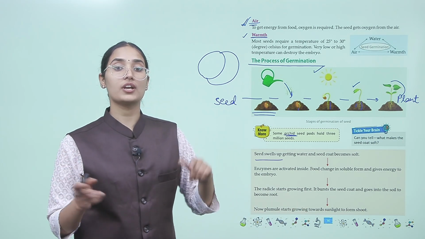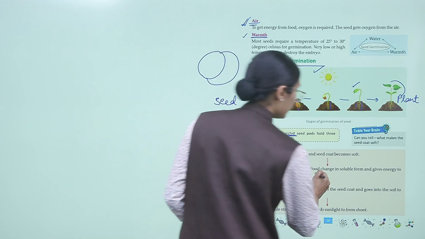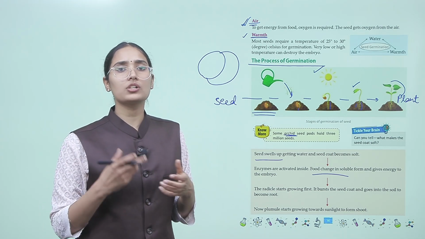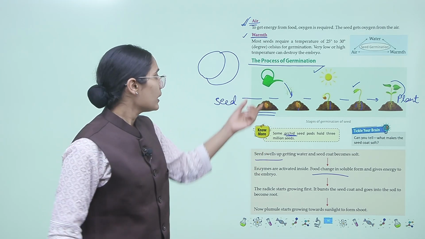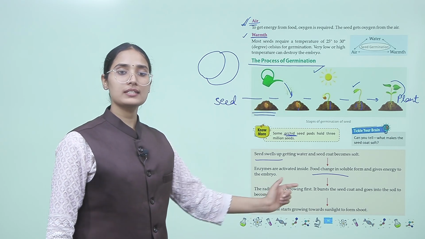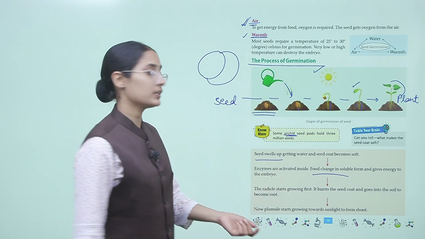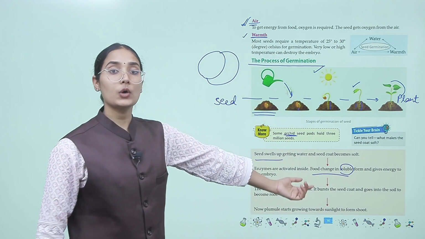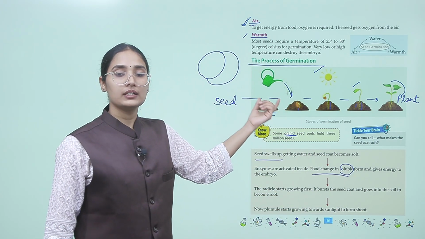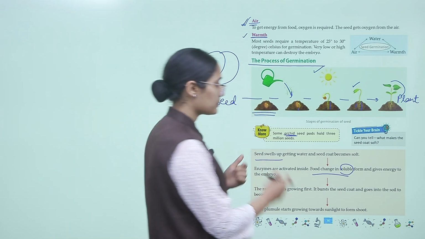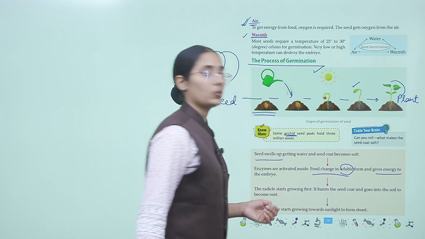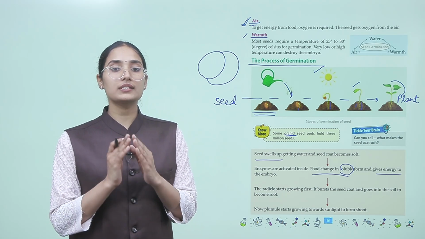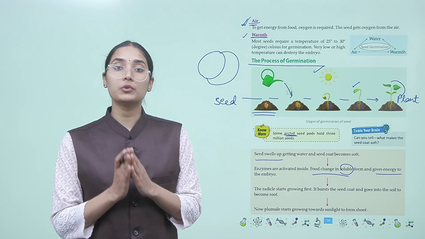So the food changes into soluble form. Until this point, the food inside the seed was also in a hard form, right? As soon as it got the water, certain chemical reactions started to happen. The food also became soluble, so that now it can be taken up by the seed and it can provide the energy. Now, next what happened? The radicle starts growing first. It bursts the seed coat and goes into the soil to become root.